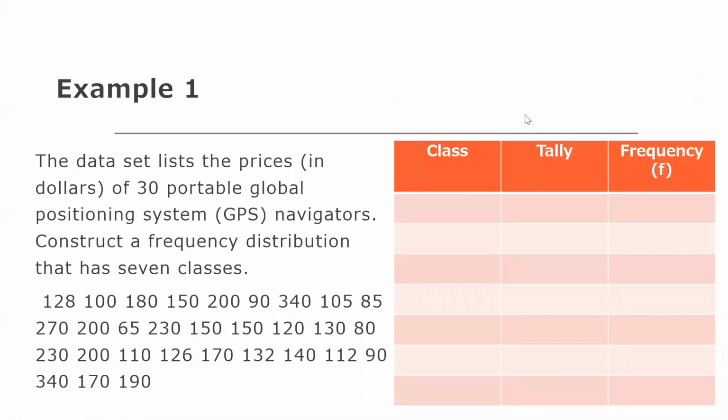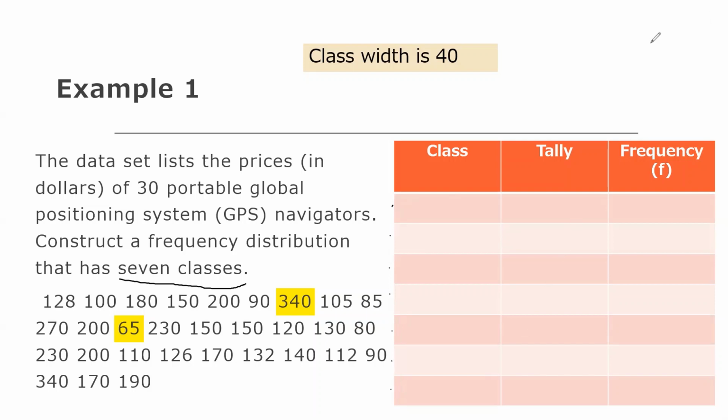Now let's construct the frequency distribution table. Again, remember that the maximum data entry is 340 and the minimum data entry is 65 and the class width is 40. And the number of classes stated in the problem is 7. So meaning we have 7 rows. 1, 2, 3, 4, 5, 6, and 7.